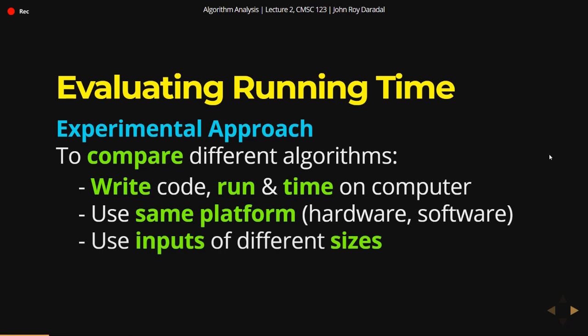We also have to test the algorithms on inputs of different sizes. Because what if algorithm A runs fast but only for small input sizes, and actually algorithm B runs fast for input sizes of bigger magnitude? Okay, so we have to use different sizes of inputs.